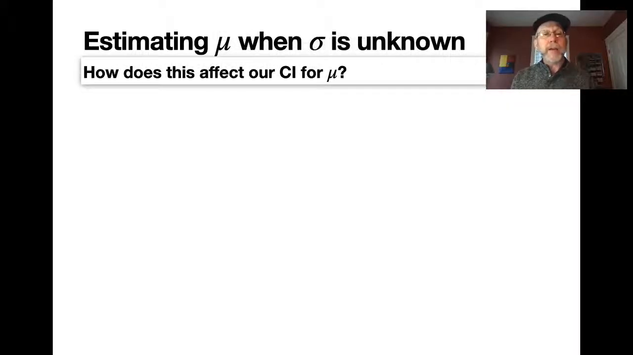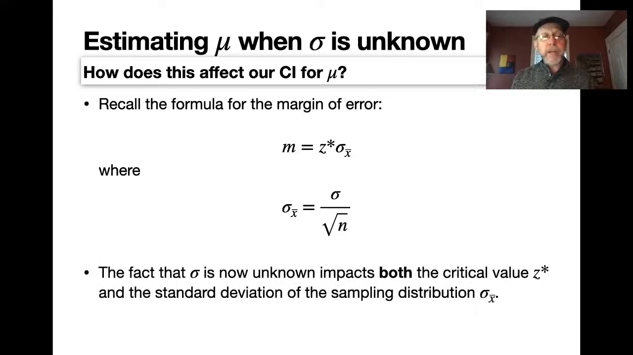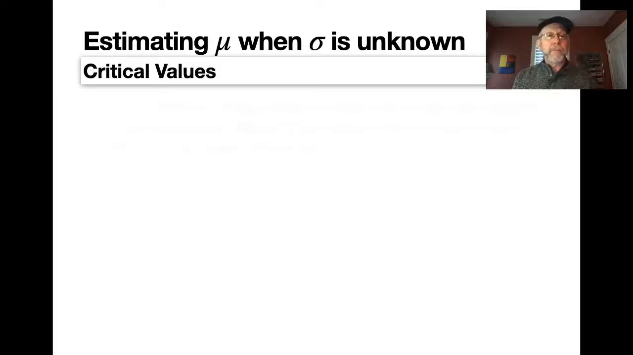So how does this affect our confidence interval for mu? Well, recall the formula for the margin of error. The margin of error is a critical value times the standard deviation of x bar, where the standard deviation of x bar is sigma over root n. The fact that sigma is now unknown impacts both the critical value z star and the standard deviation of the sampling distribution. Let's first look at critical values.